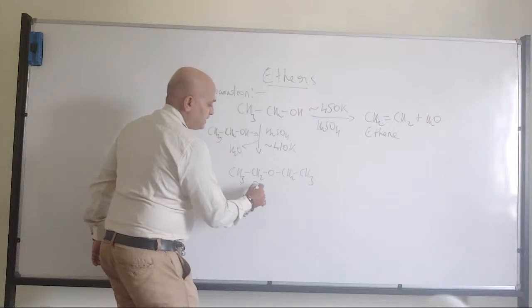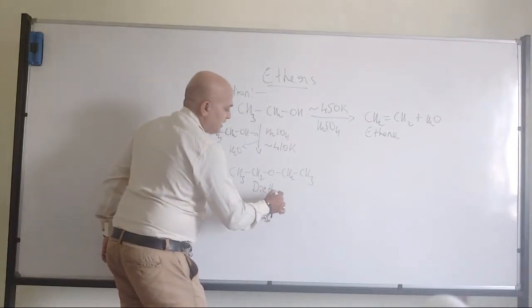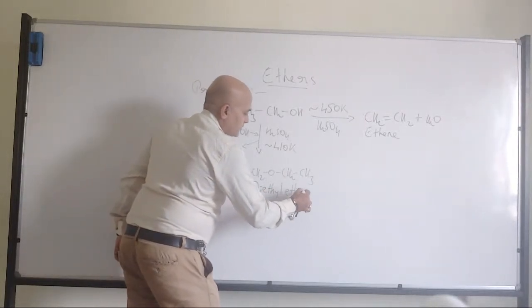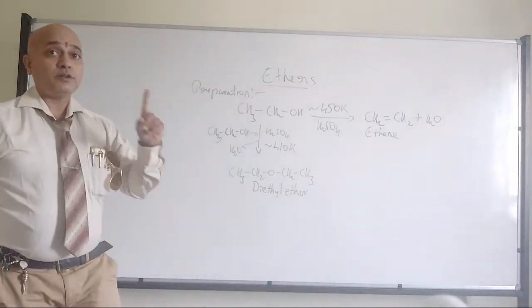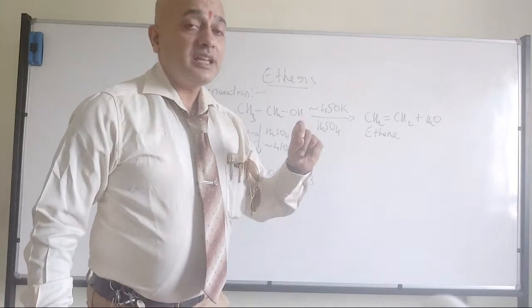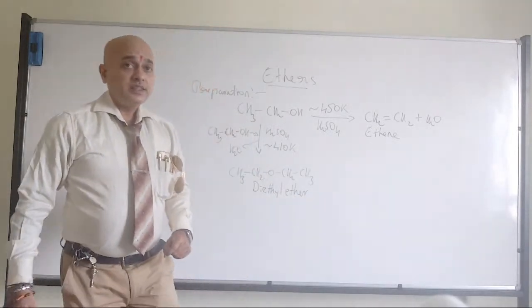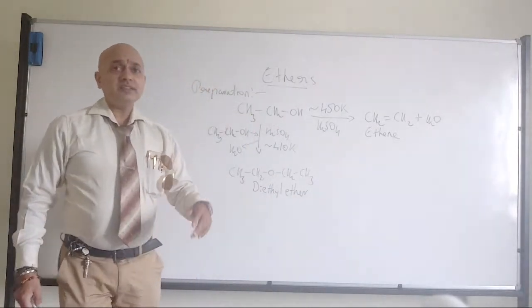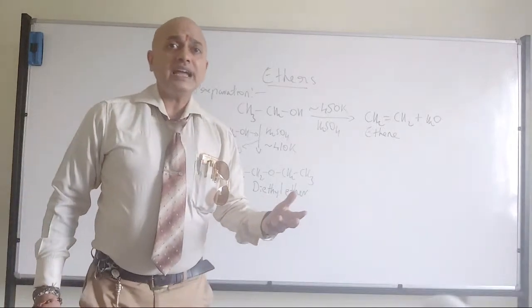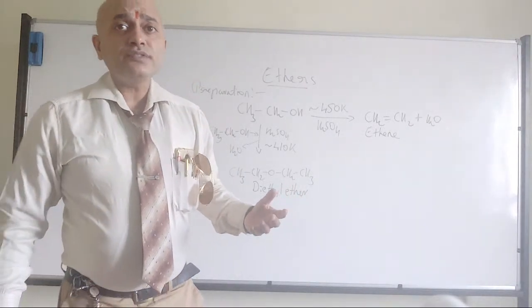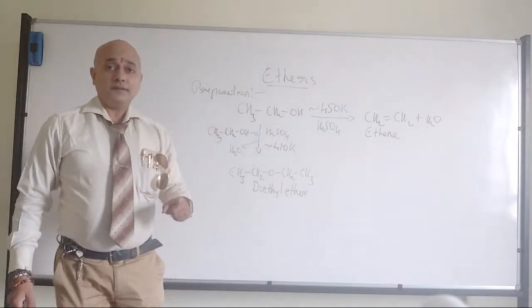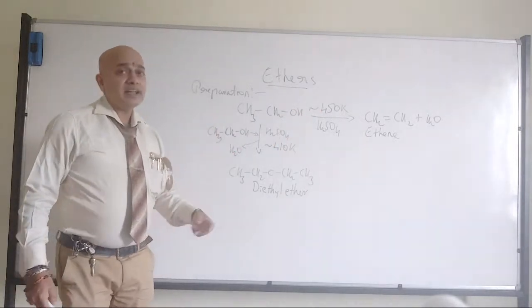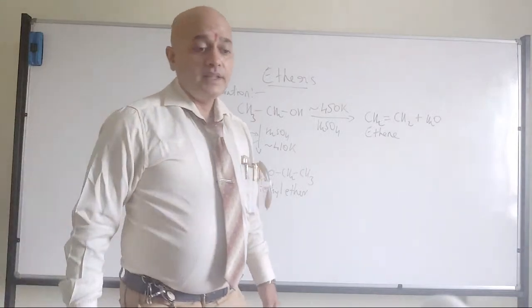This is nothing but diethyl ether. You have to remember this. Fine. So they may ask the question: name the product formed when ethanol is heated at around 400 Kelvin in the presence of sulfuric acid. Many students will write ethene. It is wrong. It will be diethyl ether which will be formed.